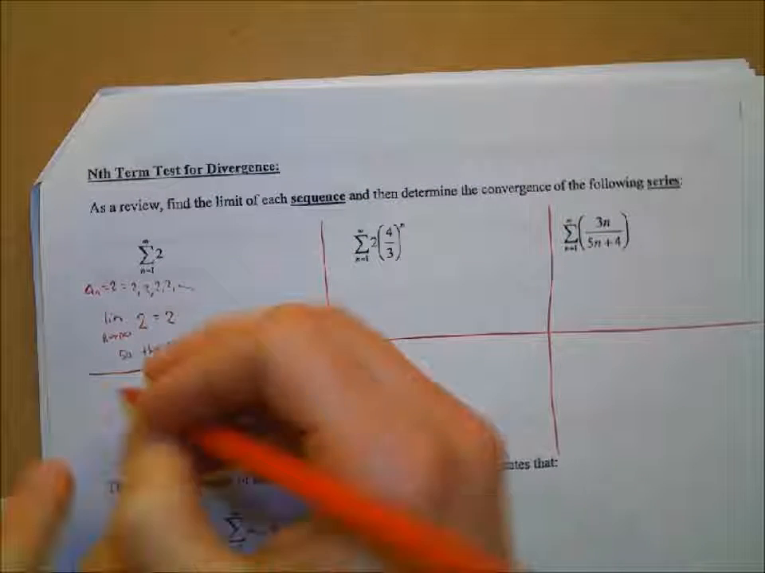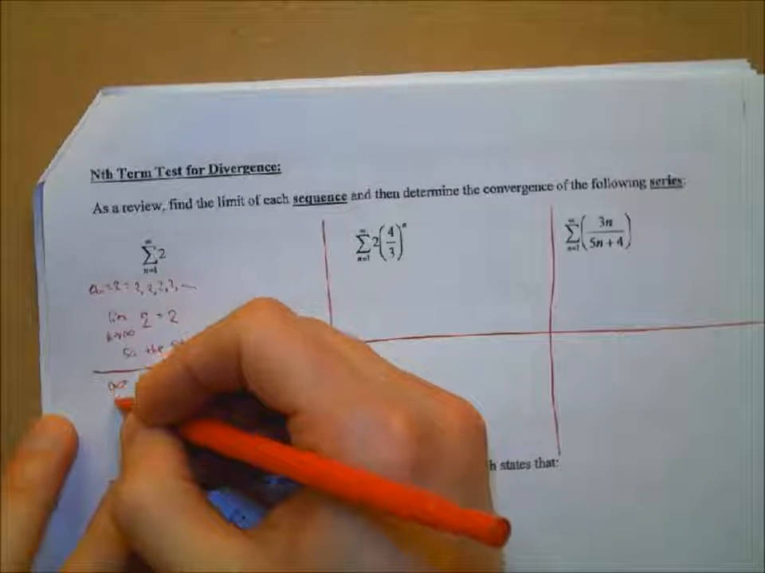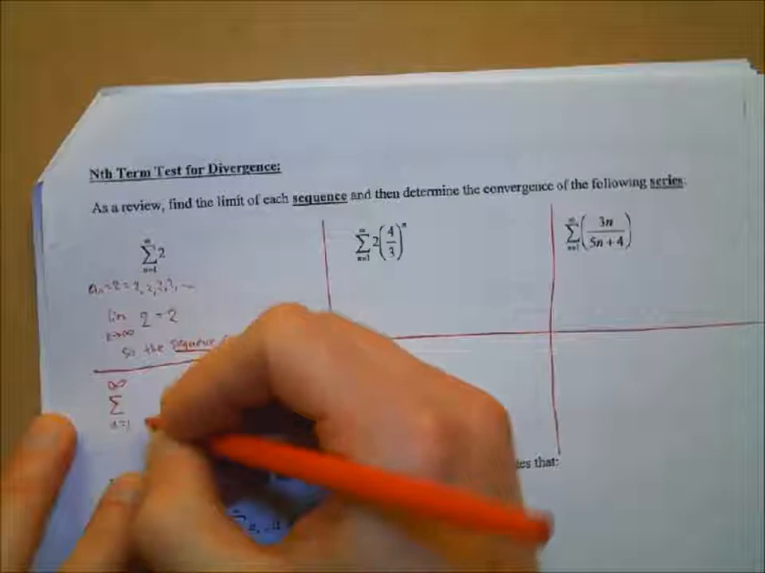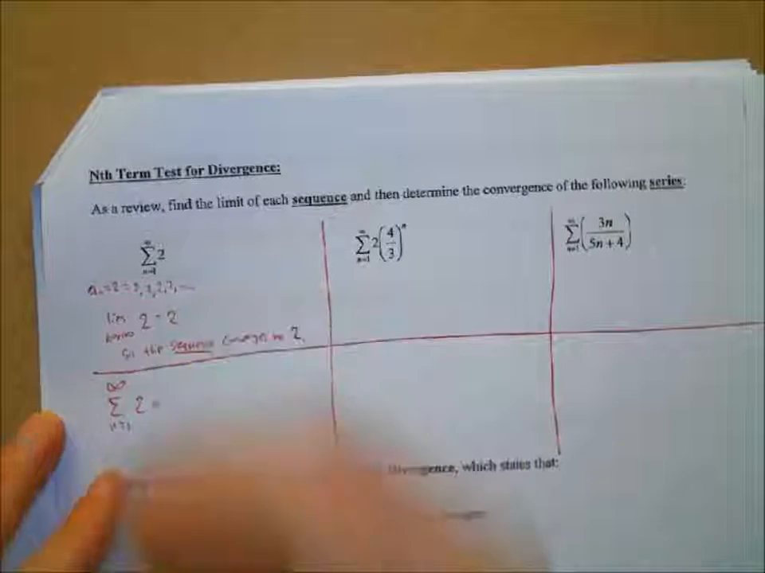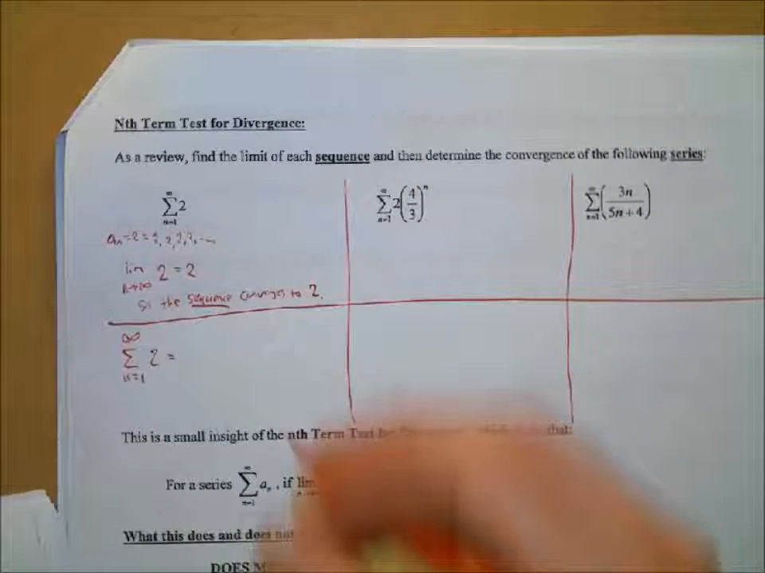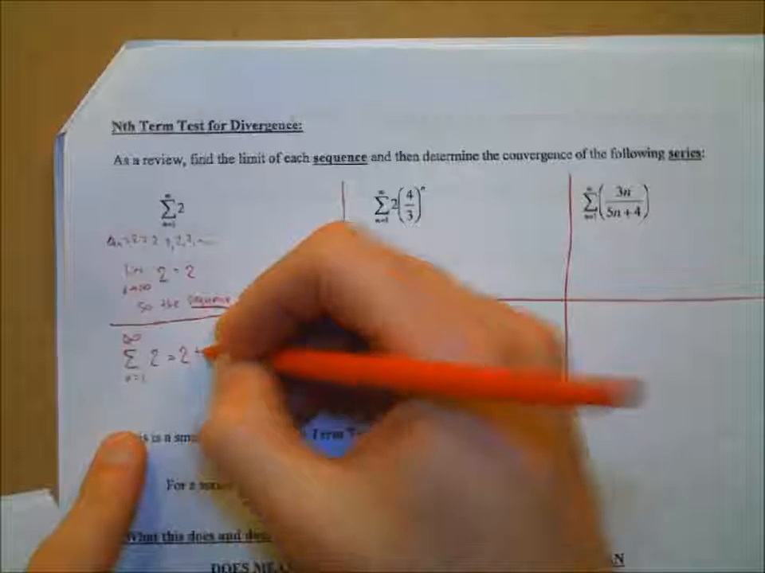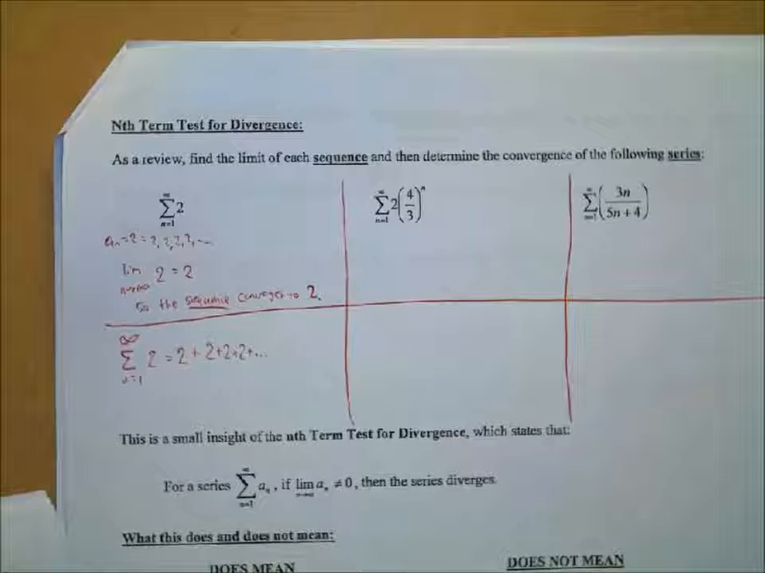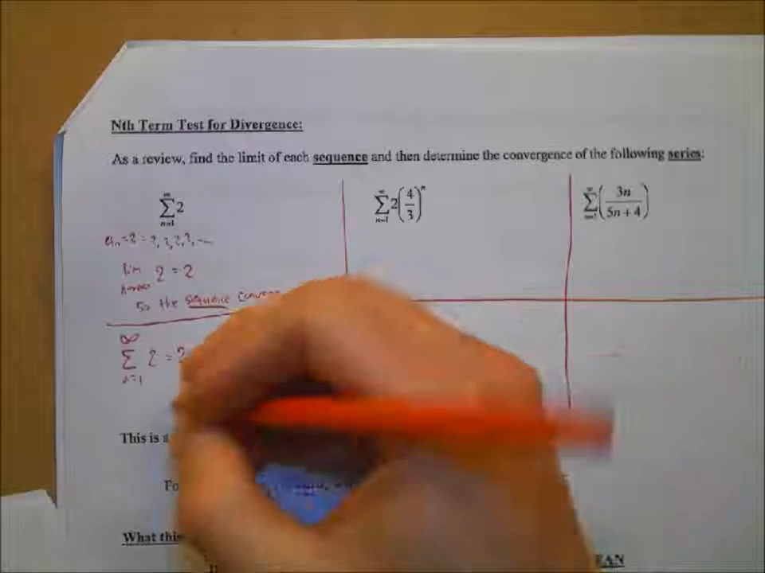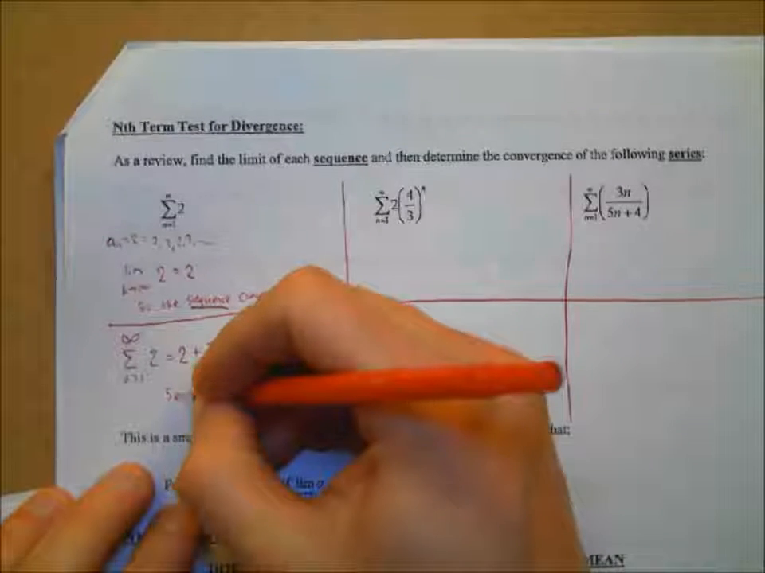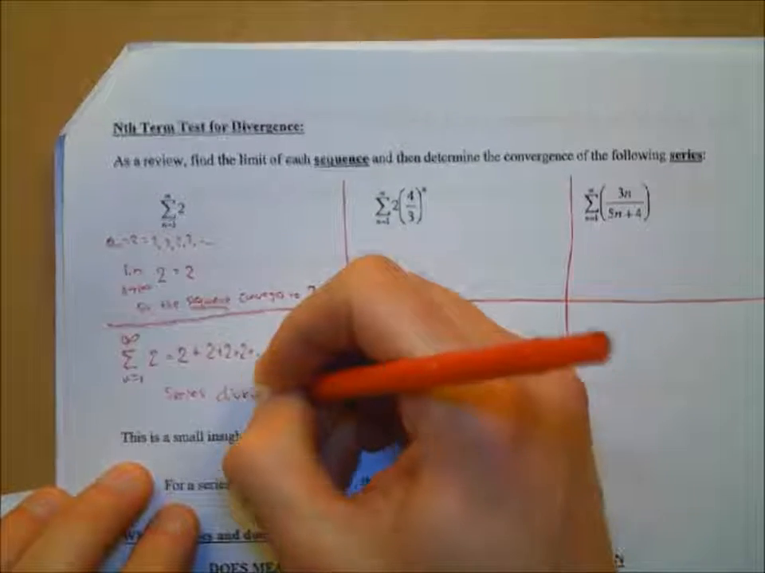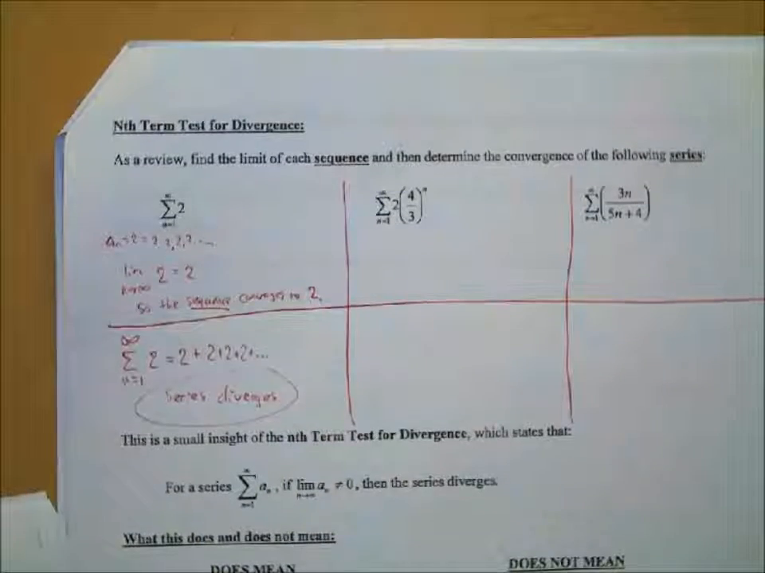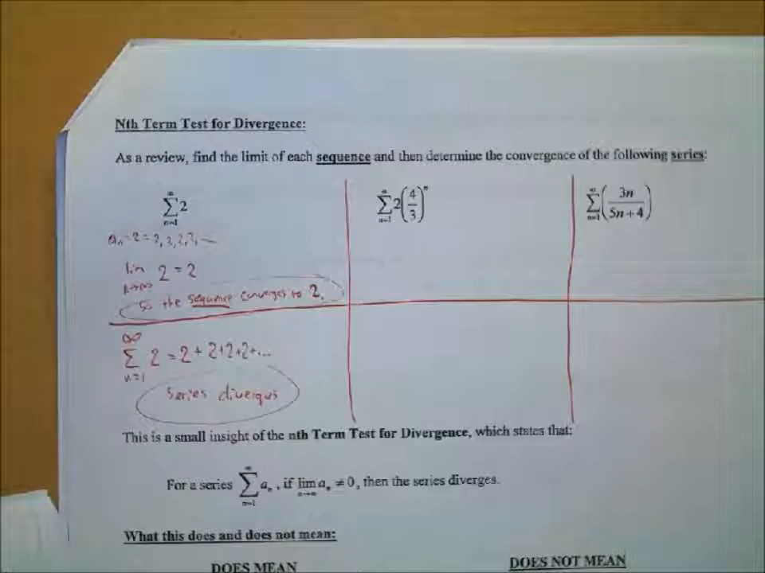Let's take a look then at the series. The series would be the sum from n equals 1 to infinity of 2. What would our first term in that series look like? 2, and then we add 2, plus 2, plus 2, and so on and so forth. Without having to apply any sort of test, what do we know about this sum? It will diverge, right? We're just going to keep adding 2 to this thing, and so it's just going to go on to infinity without ever approaching anything. Okay?